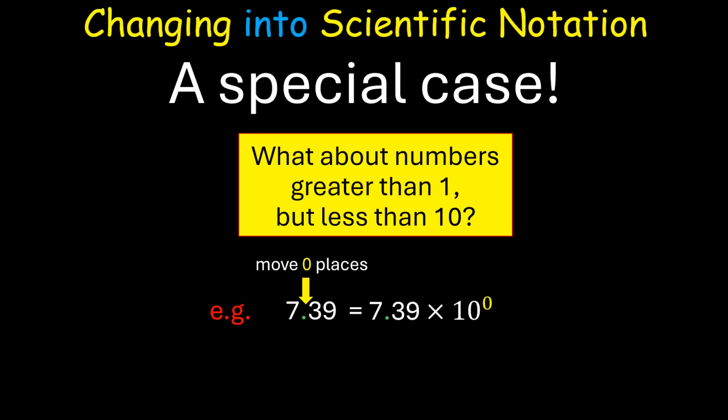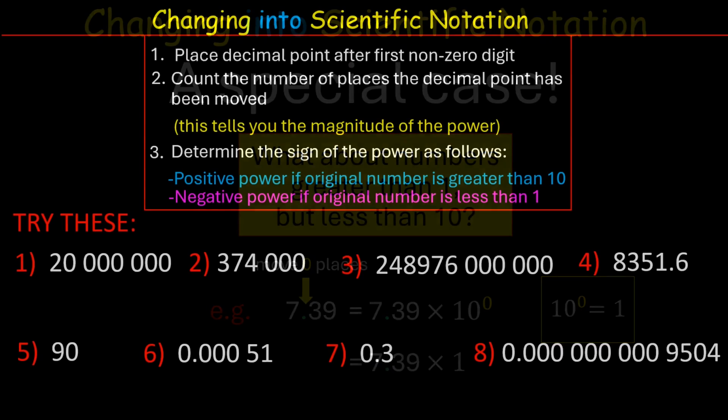Of course, there is no benefit in doing this. Remember, scientific notation is intended for very large or very small numbers. By the way, 10 to the power of 0 is equal to 1. So we really have just multiplied 7.39 by 1.